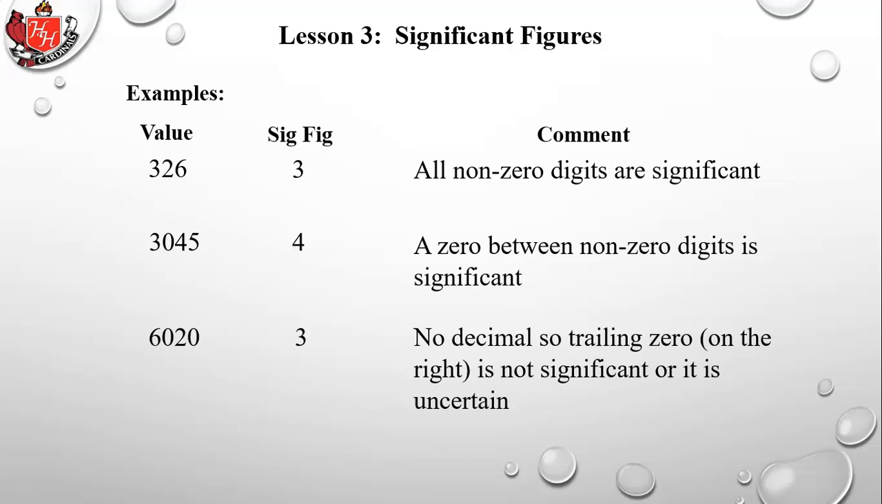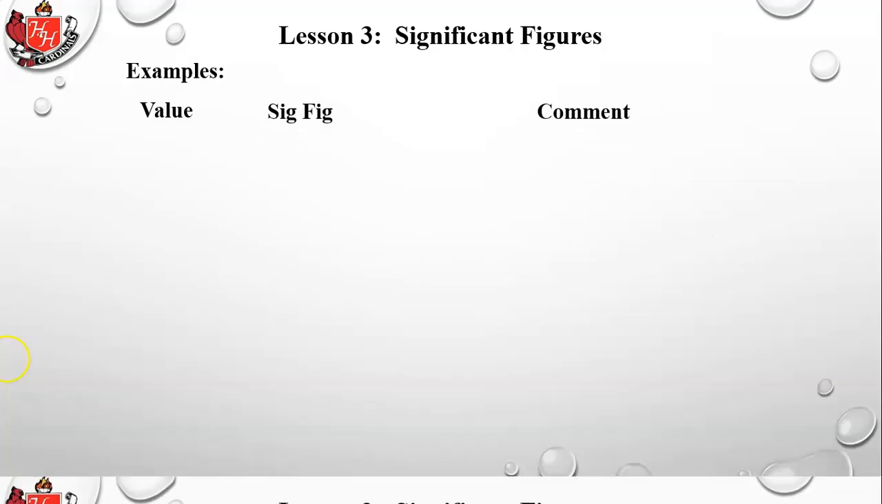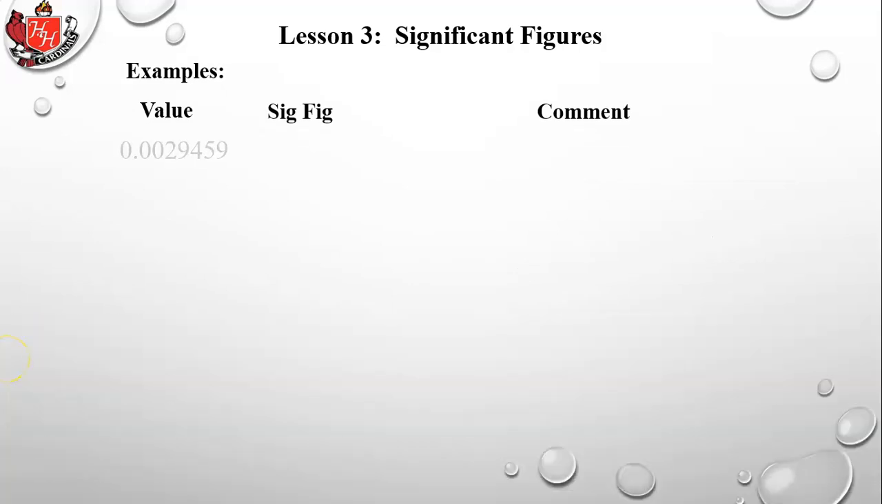And I'll tell you how to deal with that situation, that maybe whoever wrote that number meant it to be significant, or maybe they didn't mean it to be significant. You can't be sure, really. But for our class, we're going to follow the rules strictly. So if there's no decimal, we are going to say that that is not a significant 0. Here are some more examples.